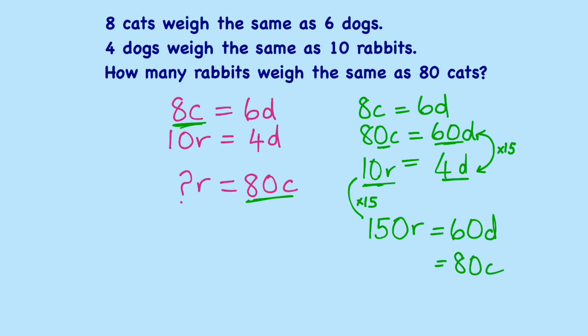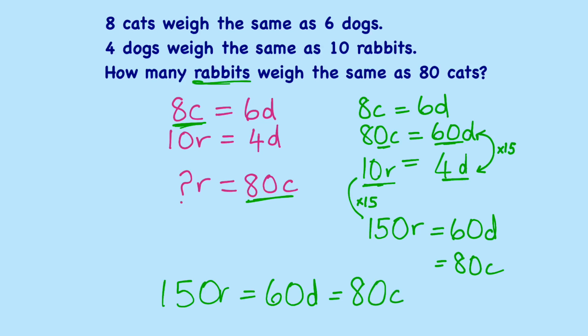So let's write that out a little clearer. 150R is equal to 60D, and 60D is equal to 80C. And the question asked me, how many rabbits weigh the same as 80 cats? Well, I've got 80 cats here, and I can see that 150 rabbits is equal to it. So I know that my final answer is 150R, or 150 rabbits.